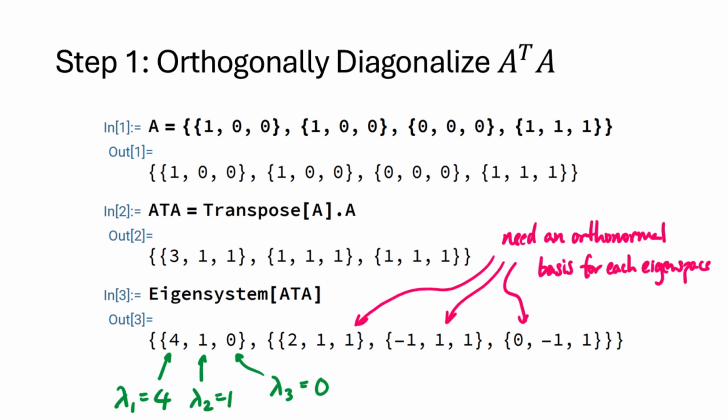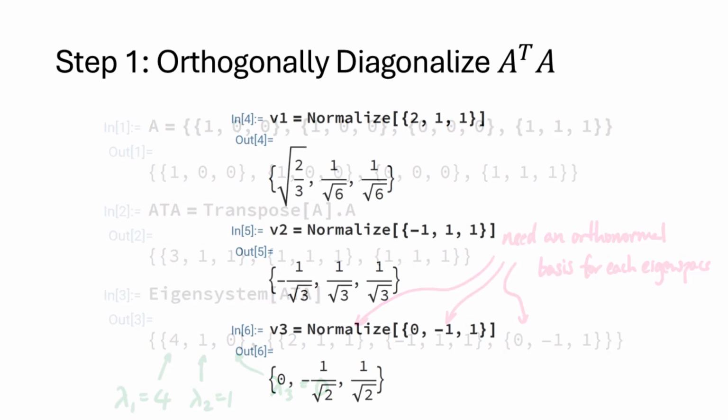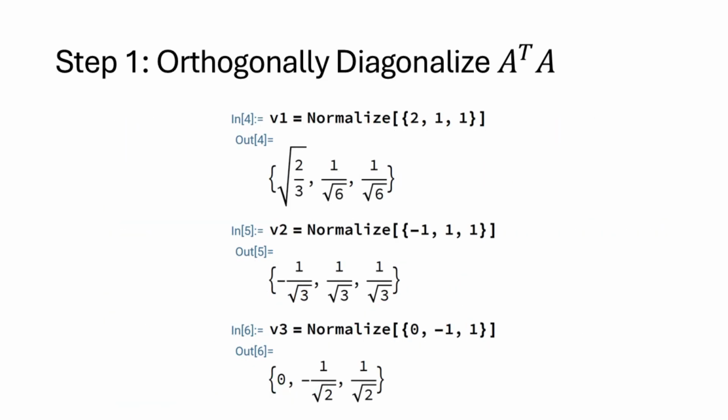So for each of these eigenvalues, we need to find an orthonormal basis for the eigenspace. In this case, we only got one eigenvector for each eigenvalue, so we don't need to worry about orthogonality. Those vectors are automatically orthogonal to each other, as we've proved in a previous lecture. And so all we need to do is normalize those vectors to get the orthonormal eigenvector basis that we need. So we normalize each vector, and that gives us the vectors that we'll call v1 through v3.